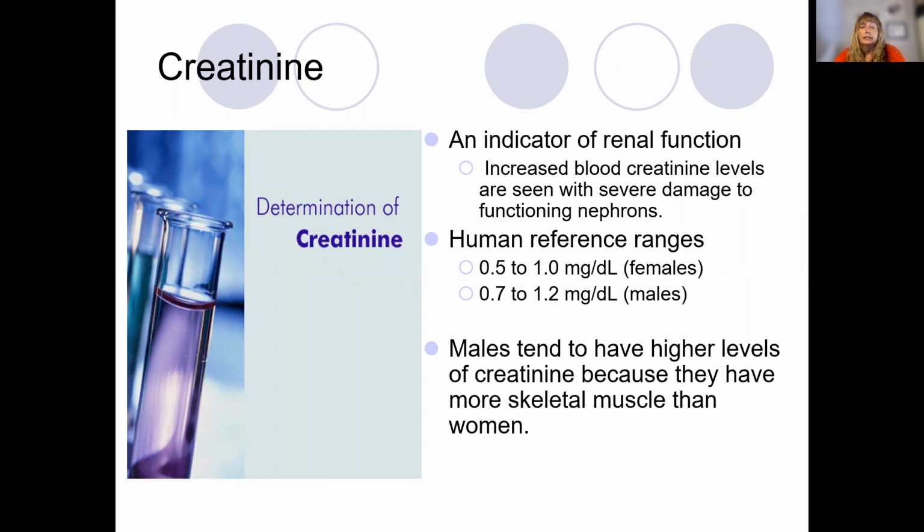Creatinine is also an indicator of renal function. We have increased blood creatinine levels when there is severe damage to functioning nephrons. Human reference ranges are 0.5 to 1 for females and 0.7 to 1.2 for males. So males tend to have higher levels of creatinine because they have more skeletal muscle than women.